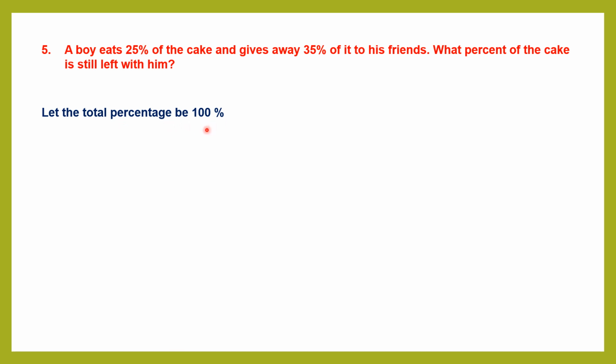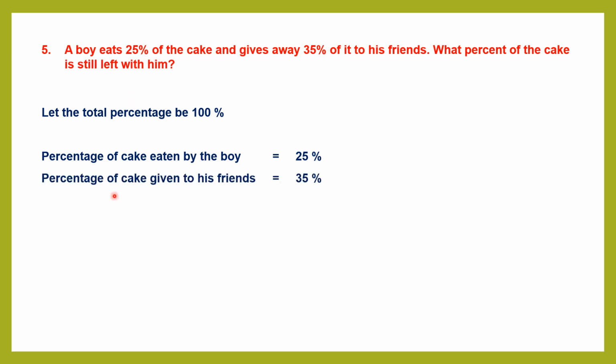From that, what is the percentage that the boy eats? Percentage of cake eaten by the boy is 25% given to us, and we are also told that the percentage of cake given to his friends is 35%. Now the question is, what percent of the cake is still left with him? So again, we know the total percent is 100. In that, he has eaten 25%, given to his friends 35%. So whatever is left is the remaining cake.